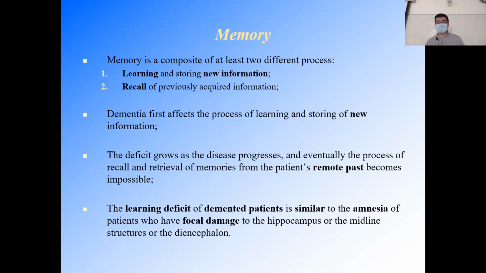In Alzheimer's disease, this is continuous. What is meant by neurodegenerative? It means that it will be progressive, getting worse and worse. And sadly, there is no treatment so far that can slow down the process. The symptoms will get worse and worse. Initially it affects the formation, learning and storing of new information, but eventually even the remote past becomes impossible to recall. So it cannot recall old memory.